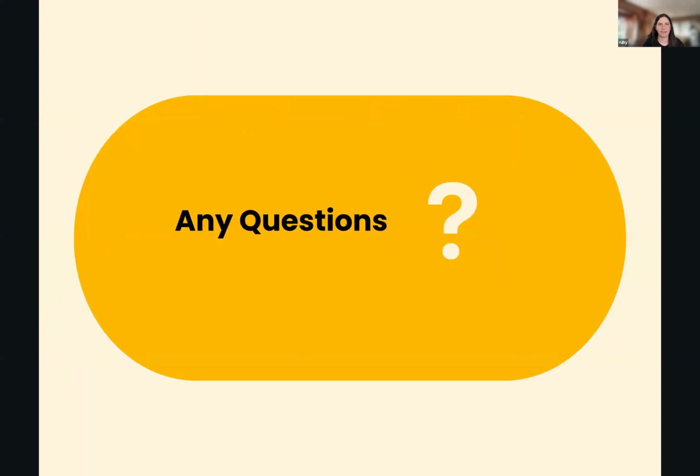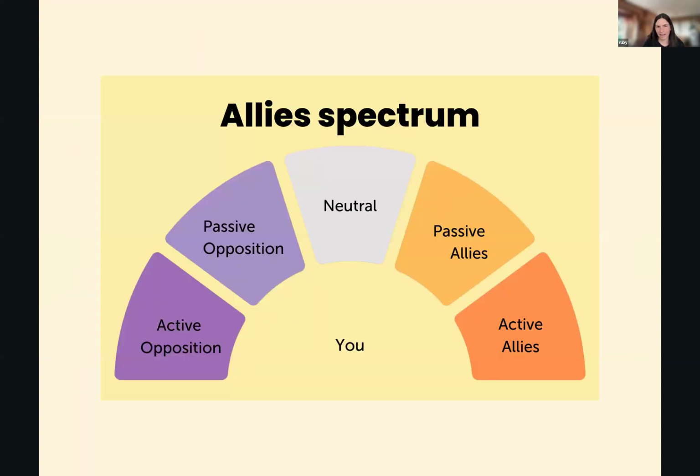So this is the spectrum of allies. When you're planning your campaign, you've got all of these groups who are out there and have a feeling about your campaign. This is basically the spectrum of how people care about this. Your active allies are like your base, the people who get the issue, the people that you're actively working with.